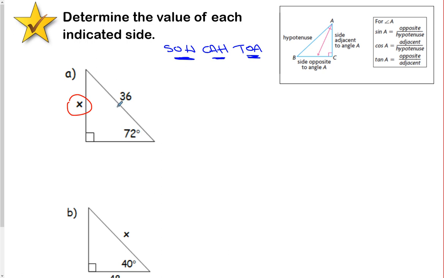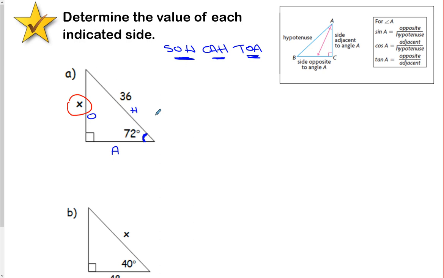So let's have a look and label these sides. That'll help me. This is the angle I'm looking from, 72 degrees. The side that's touching that angle, that's not the hypotenuse, is my adjacent side. So I'll put an A right there for adjacent. The longest side that's across from that 90-degree angle is my hypotenuse, so I'll put an H there. And the side that's directly across from my angle is my opposite side. So I'll put an O there.